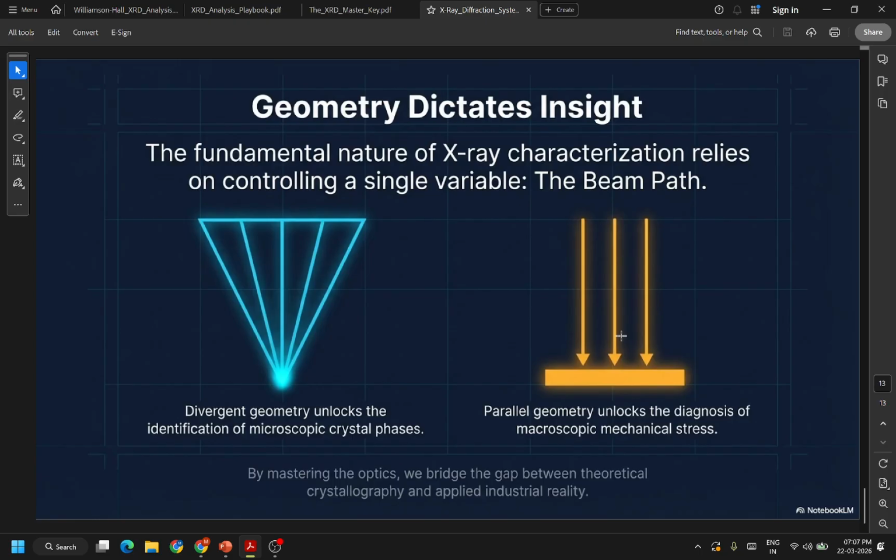So your divergent geometry is used for identification of microscopic crystal phases, and your parallel beam geometry is used for diagnosis of macroscopic mechanical stress.